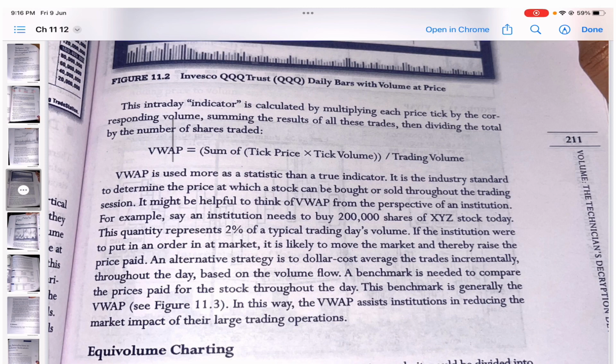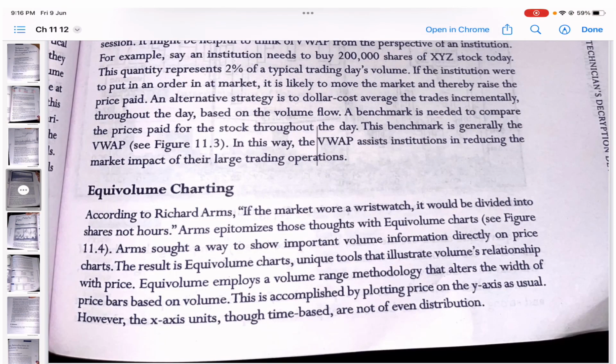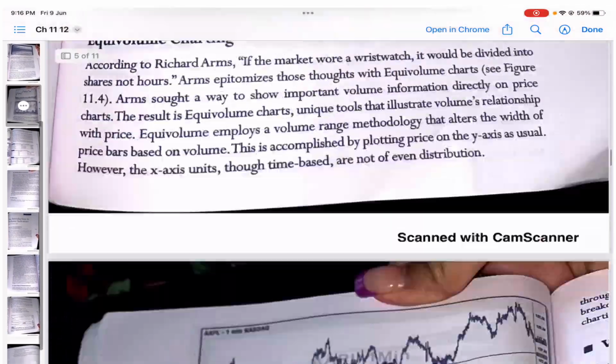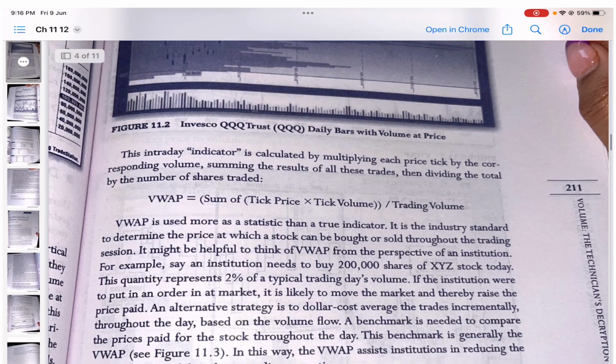intraday basis. VWAP is equal to the sum of tick price multiplied by tick volume, divided by my trading volume. Please remember this formula. VWAP is the sum of tick price multiplied by tick volume, divided by your trading volume. Okay, so it is just the price. So what is price? Price is tick volume multiplied by tick price. So you are going to add that and divide it by the tick volume.